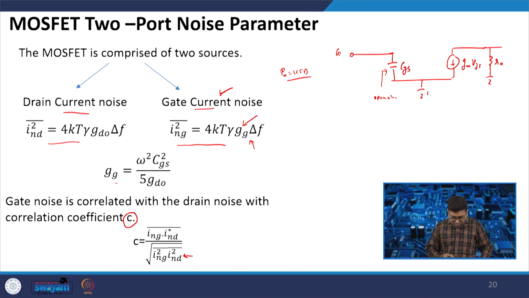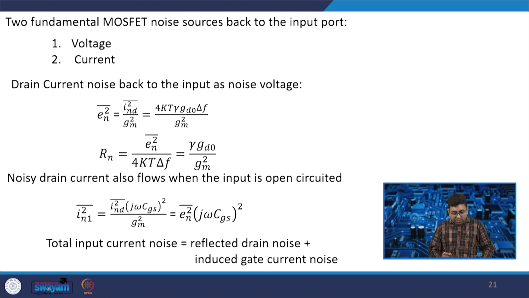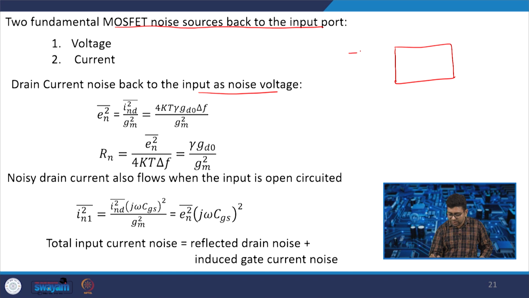If we consider the correlation, and find out the 2 fundamental MOSFET noise sources referred back to the input port, we already did this while discussing the LNA design. In that we defined the input referred voltage and current at the input side, so you can write the drain current noise back to the input as a noise voltage. In the last class we also saw that if we want to define the voltage and current at the input side, the voltage is defined as En square, and similarly the current can be defined as In square. This is a mean square. We are considering this at the input side, with the MOSFET as a two port network.